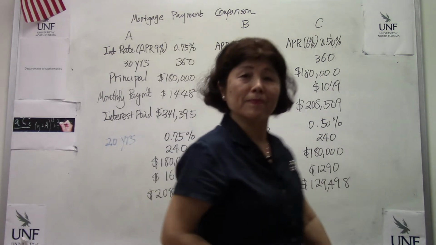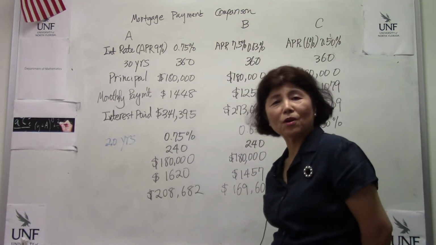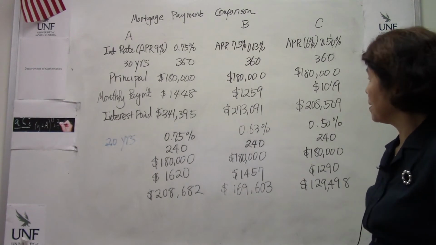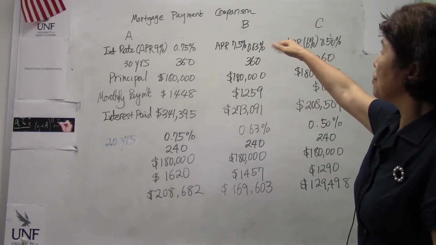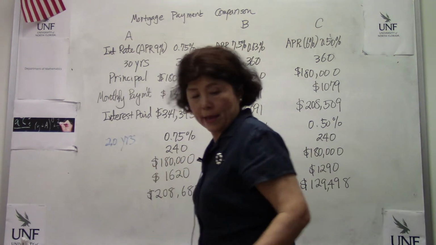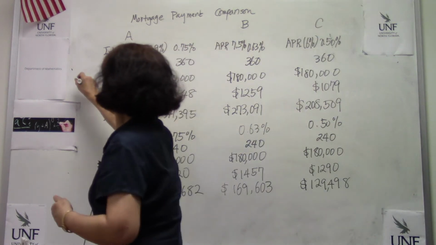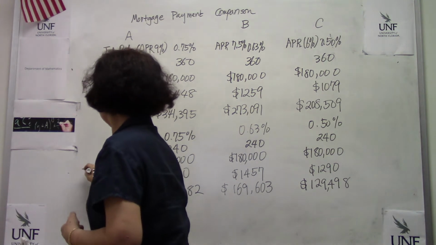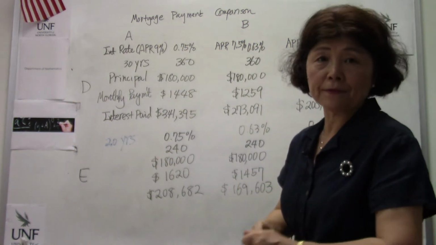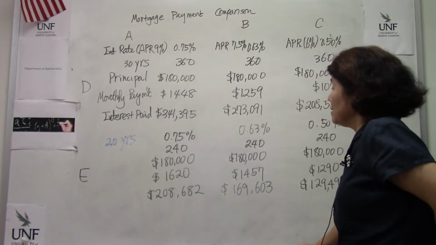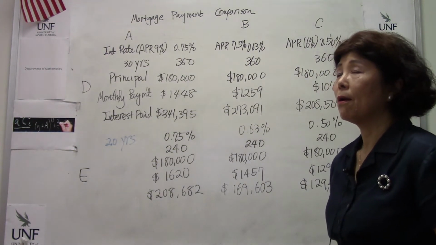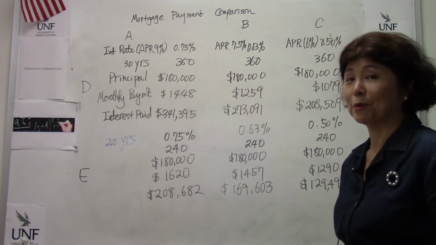Okay, this time, does everybody understand the concept of a mortgage of a house? We are going to compare these three columns and these two rows. I'm going to call them D and E. By the way, I sent you this PDF file. Well, maybe not. Okay, I'm going to send it to you.